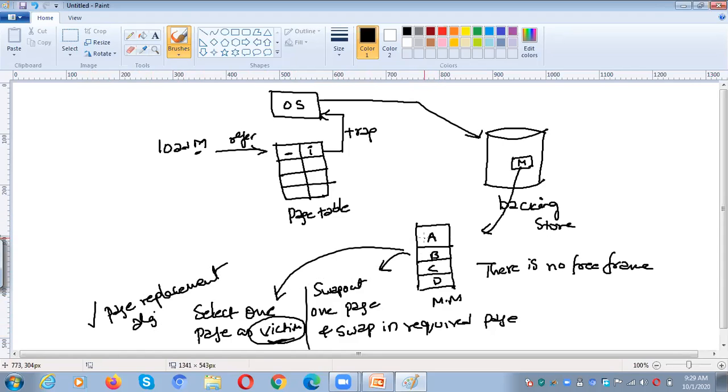For example, I am selecting A as the victim page. So what will I do? I will take out this particular A from the main memory and keep M into the main memory, so I need to reset the page table. Now M is available in which frame? 0, 1, 2, 3. M is available in the 0th frame, and now I need to replace it with a valid bit.